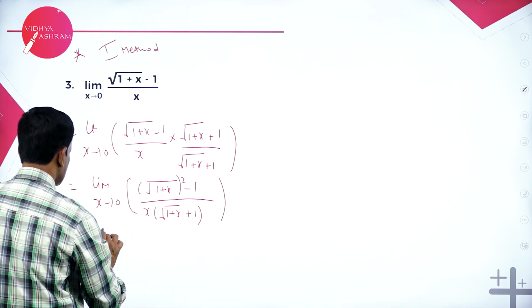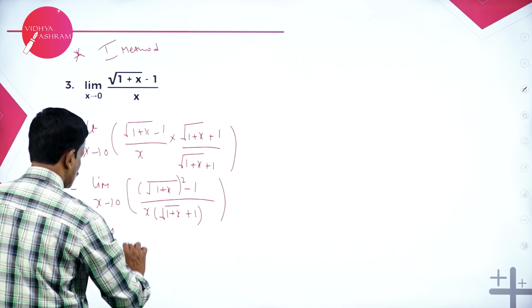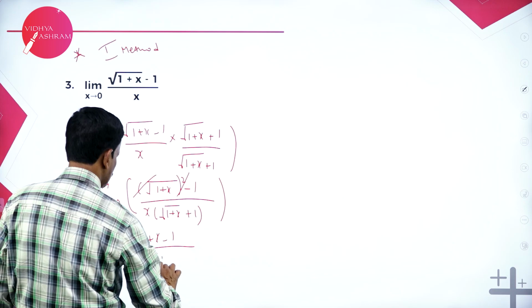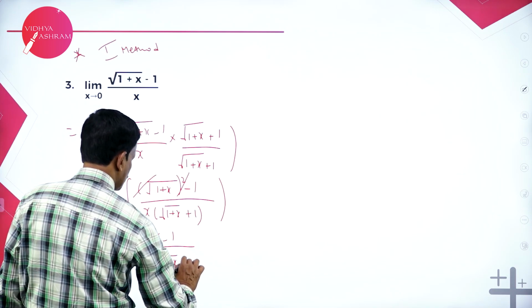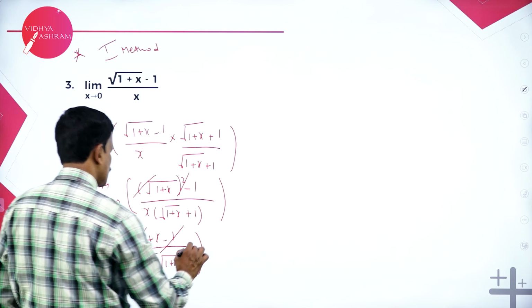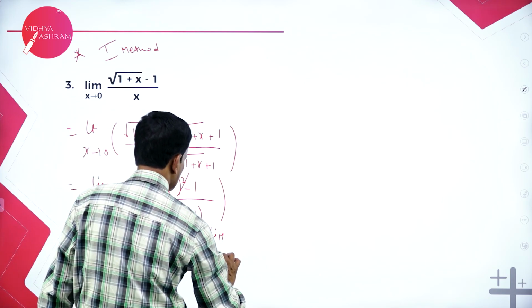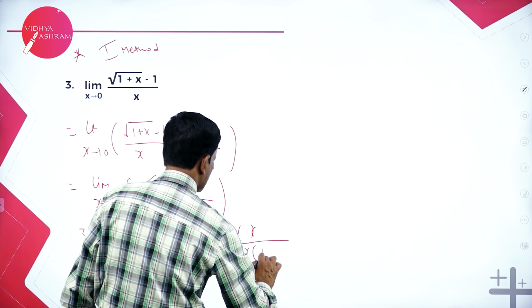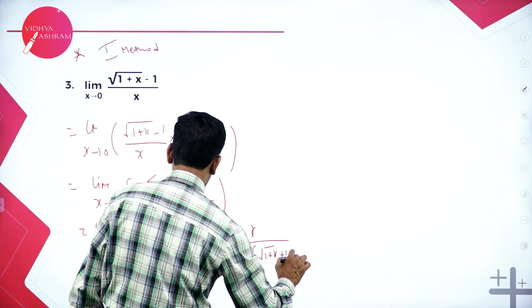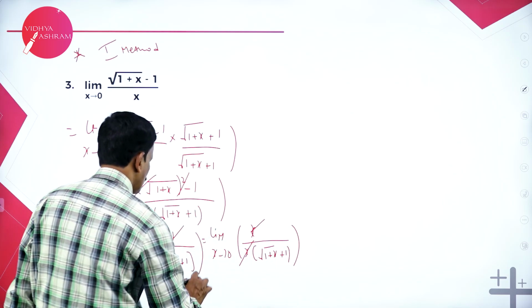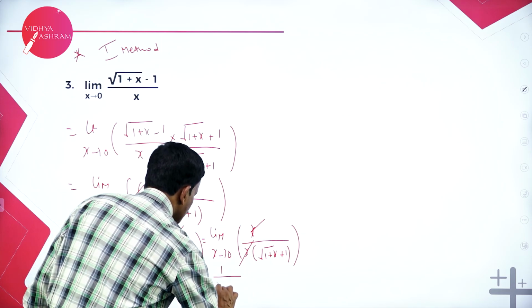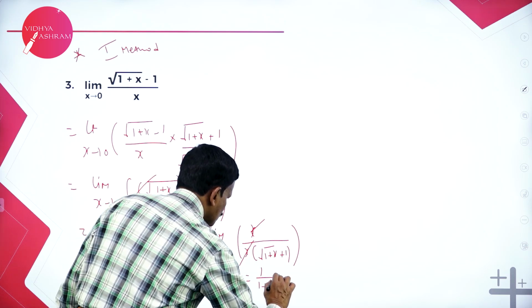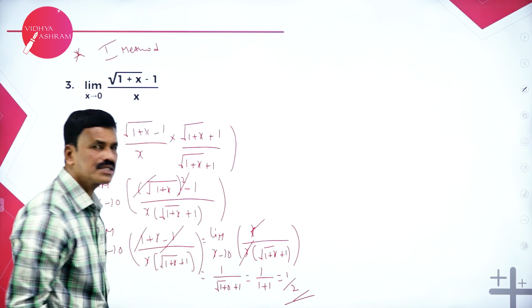Now this is equal to limit x tends to 0, the square and square root get cancelled, (1 plus x minus 1) divided by x into (root of 1 plus x plus 1). So minus 1 plus 1 gets cancelled. This is equal to limit x tends to 0, x divided by, in the denominator we have x into (root of 1 plus x plus 1). So x and x get cancelled. Apply the limit. We put x equal to 0: 1 divided by root of 1 plus 0 plus 1, that is 1 divided by root of 1 is 1, plus 1, that's equal to 2. The simplified answer is 1 by 2.